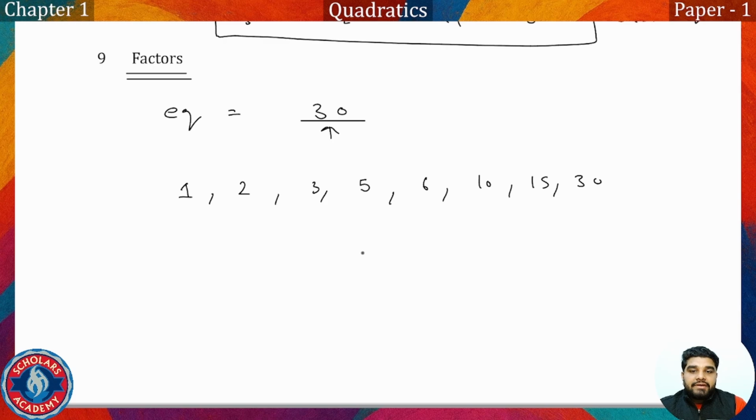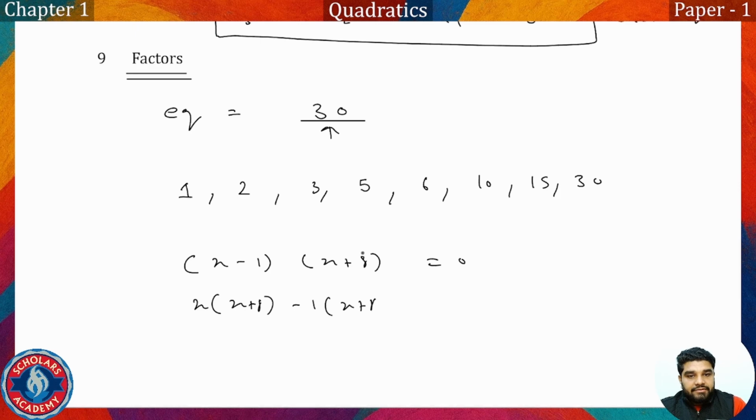If we need to find the factors of a polynomial equation, we need to know about the particular equations that divide that polynomial equation. What do I mean by that? Let's take two linear equations, x plus 1 and x minus 1 and x plus 8 is equal to 0. If I multiply these, x times x plus 8 minus 1 times x plus 8 is equal to 0.